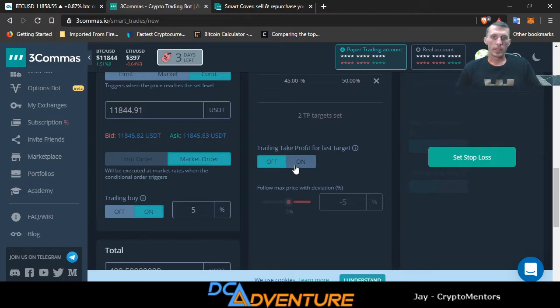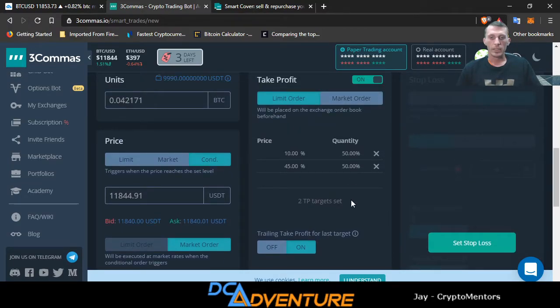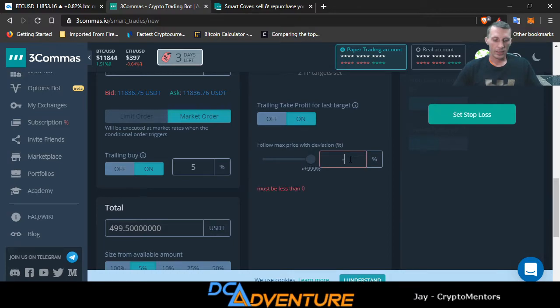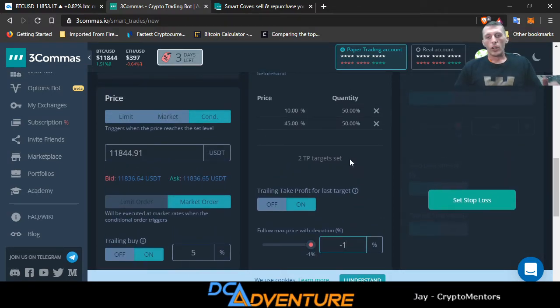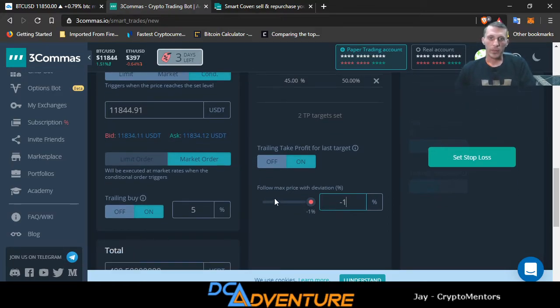Your trailing take profit for your last target, which is nice, is basically taking your last target here and let's say 1%. So let's say that it goes up, it hits your last take profit. Okay, you're 45% in the green. So if it goes past it and goes up 1%, then it'll sell a little bit. Goes up 1%, it'll sell a little bit. And that's what this follow max price with deviation percentage is, and you can change the percentage to anything you want. So anytime it goes 5% past your take profit target, it'll sell.